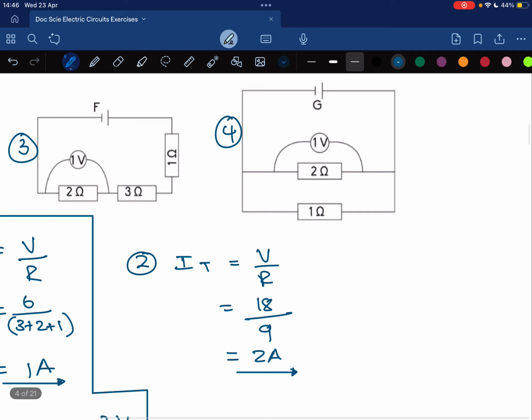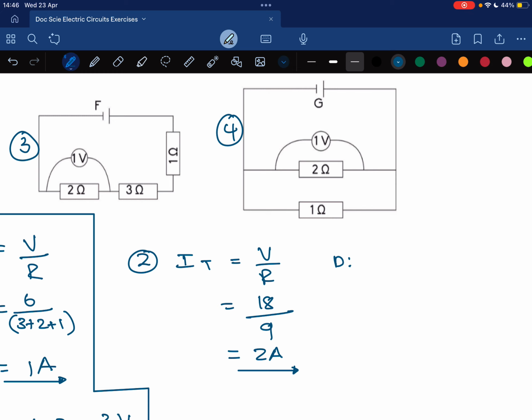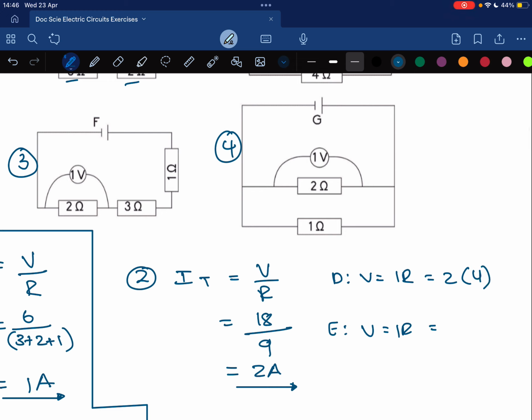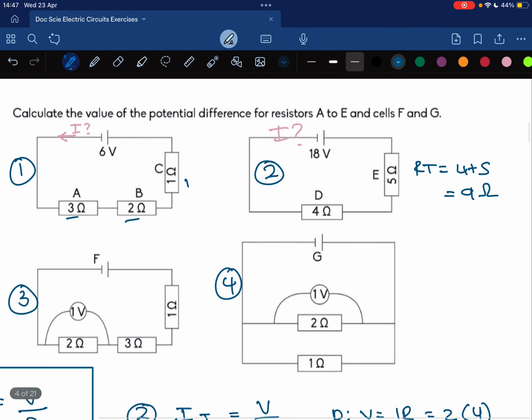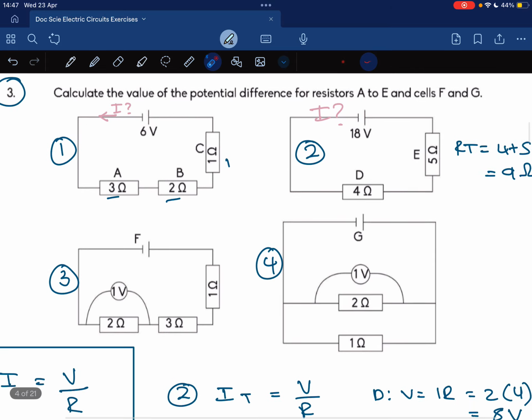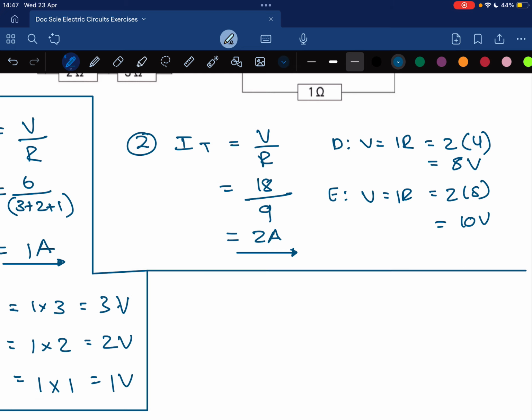Now I can take those 2 amps and calculate D and E, because V is equal to IR, which is equal to 2 multiplied by 4 or 2 multiplied by 5, which would then give me 8 volts and 10 volts. And notice that they should both give you 18. Okay. Moving on.